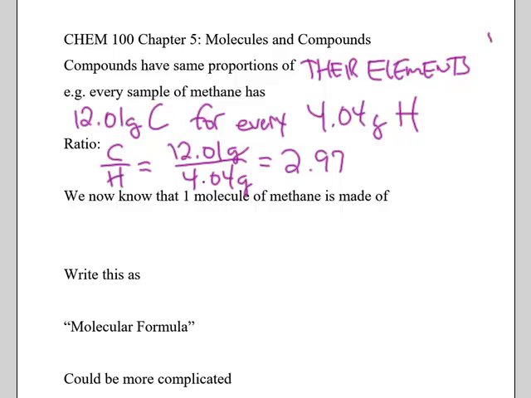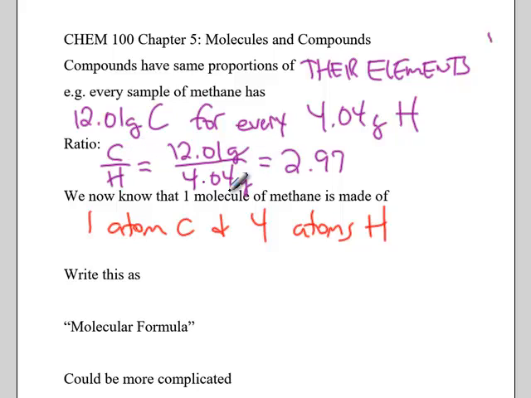By itself, that ratio may not be very useful, but every sample of methane, regardless of its source, will have the same ratio of carbon to hydrogen. And nowadays we know why that is. That's because every molecule of methane is made up of exactly one atom of carbon and 4 atoms of hydrogen.